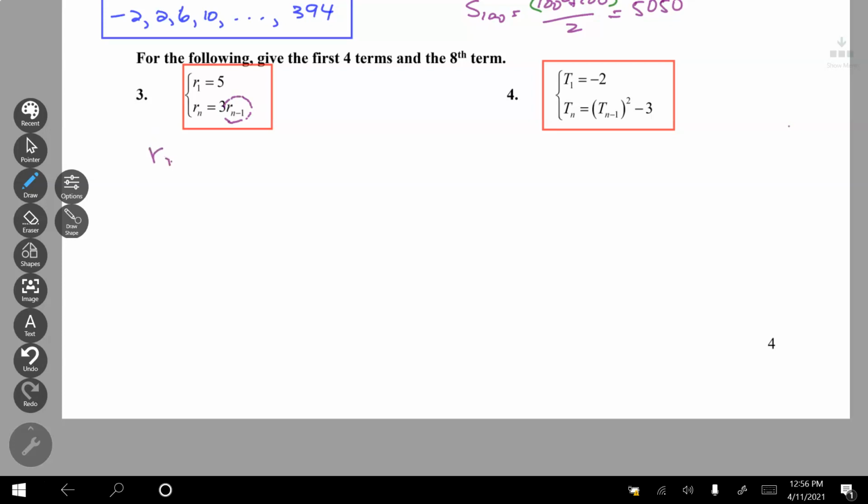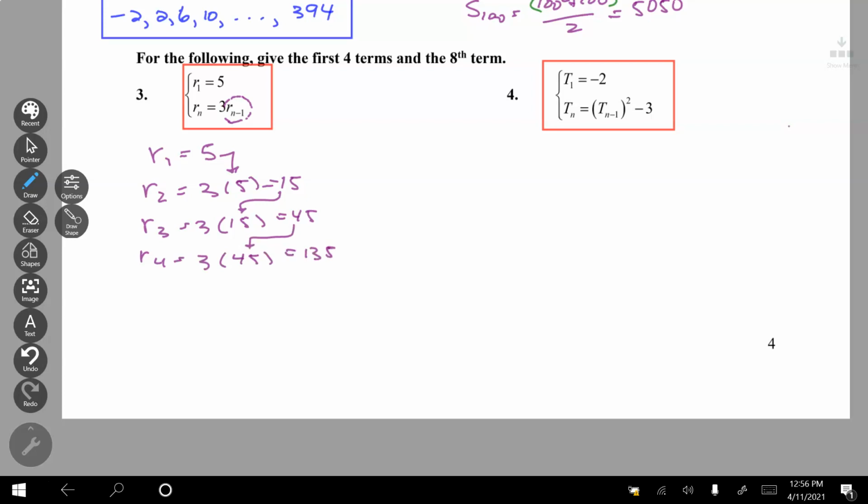So r sub 1, which is given to me, is equal to 5. And when I do r sub 2, I have to do 3 times that last answer of 5. I get 15. R sub 3 is going to be 3 times that last answer of 15. I get 45. R sub 4 is going to be 3 times that last answer of 45. I get 135. And then I have to figure out all the way out to the 8th term because it says find the first 4 terms and the 8th term.